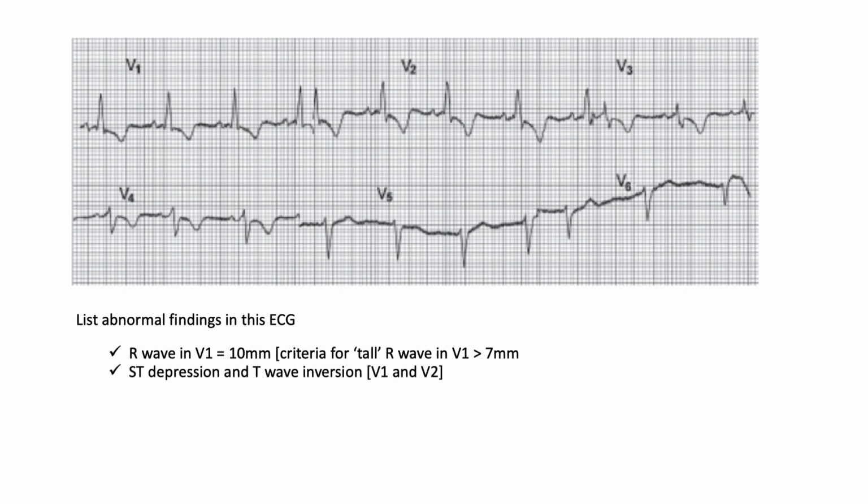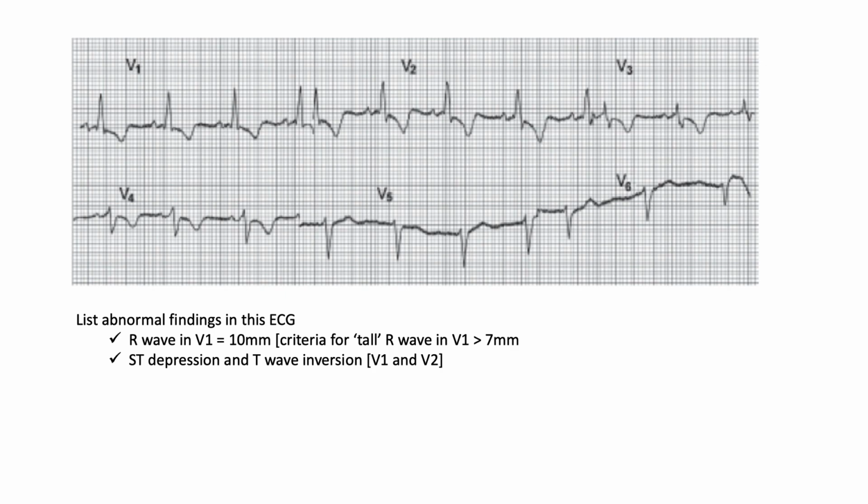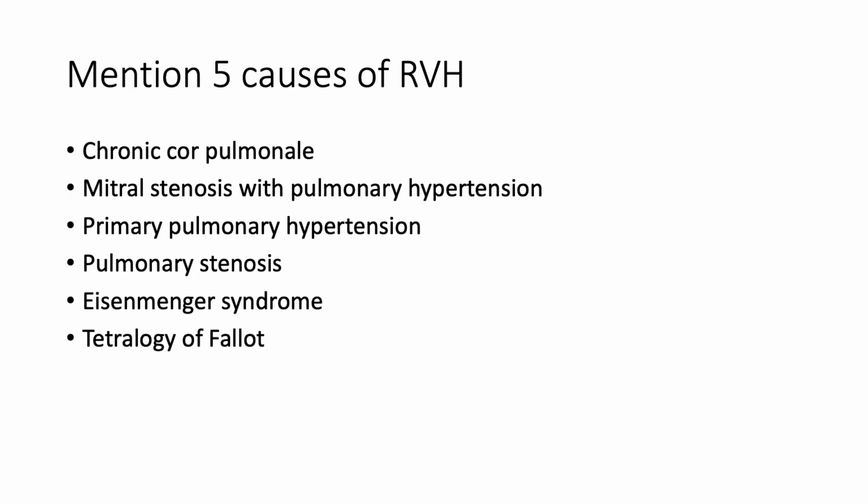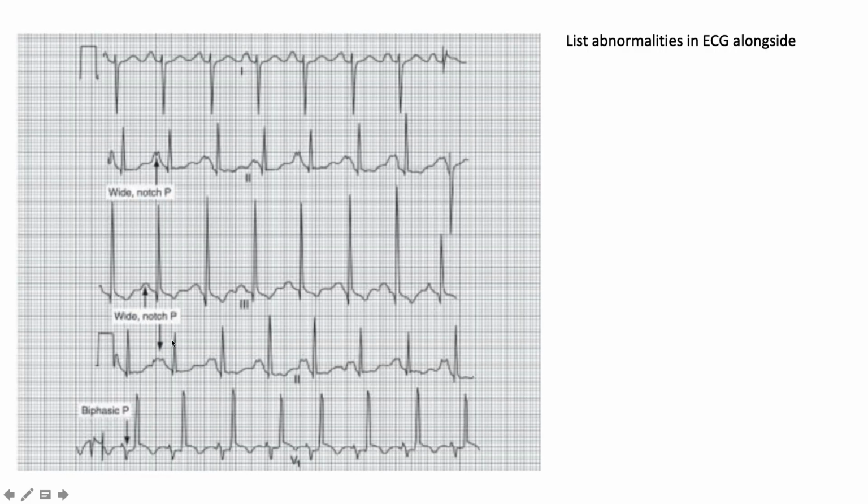What's happening here, peeps? So here we can see the tall R wave. The R wave shouldn't be tall in V1, right? The criterion for a tall R wave in V1 is over 7 millimeters, and this is 10, so that's definitely quite large. As well as we have ST depression and T wave inversion in V1 and V2. So this is what we call right ventricular hypertrophy with a strain pattern, and causes in our clinical setting commonly: chronic cor pulmonale, mitral stenosis with pulmonary hypertension, primary pulmonary hypertension. So there's something happening that's causing strain on the right side of the heart, commonly coming from the pulmonary circulation: pulmonary stenosis, Eisenmenger, and tetralogy of Fallot.